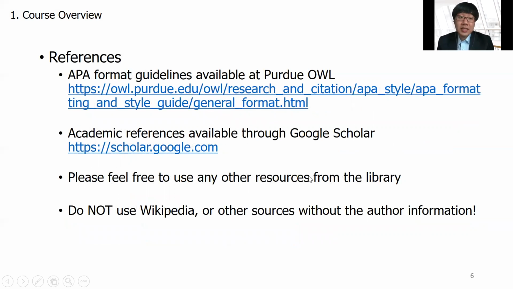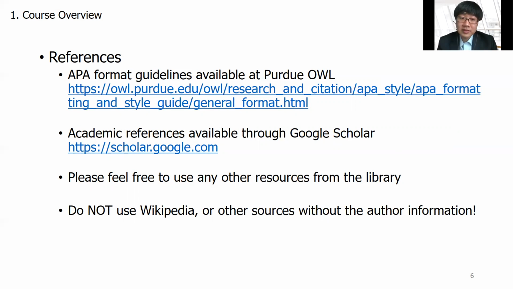For the references, please find the APA format guidelines available at Purdue OWL. If you search for APA format Purdue on Google, I think the link will come out very fast. I think it's the first one that you'll get from Google. Please read closely. They have different formats for academic papers, newspaper articles, or websites. So try to look for the examples and information from this website.